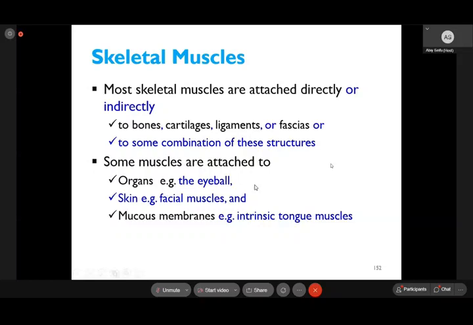There are also muscles that attach on mucous membranes. For instance, the intrinsic tongue muscle, a tongue muscle, which is attached here on the mucous membranes.